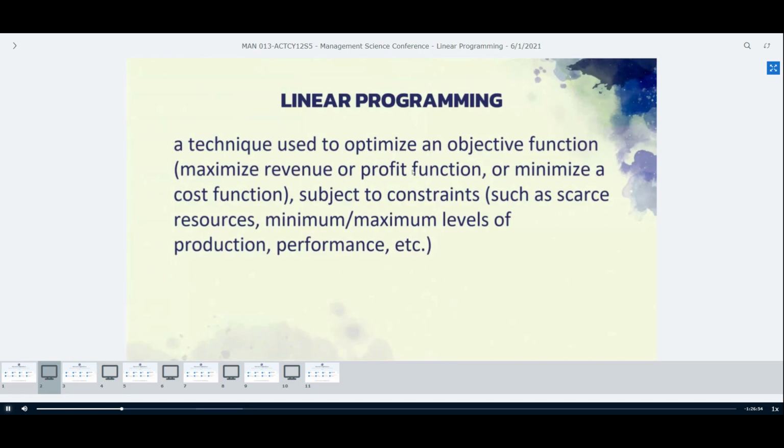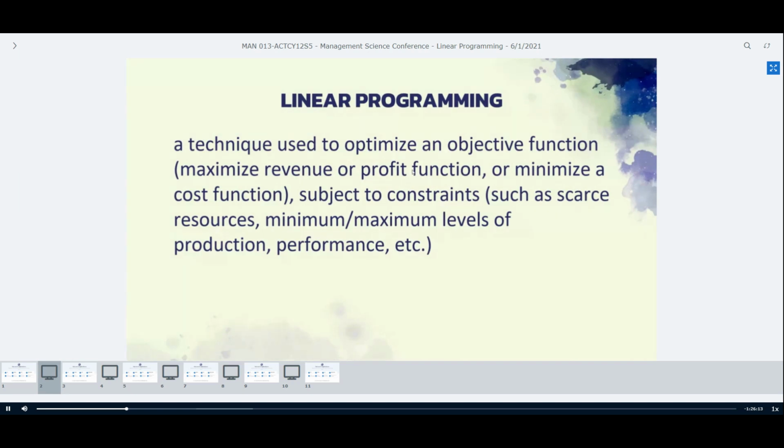Paano yun? I'm sure in your management accounting, or you're in second year, so it will be on your fourth year pa. So in management accounting, there's a concept na called differential costing. So in differential costing, you're given, let's say, different scenarios where you have to calculate for your revenue or your costs depending on the constraint.